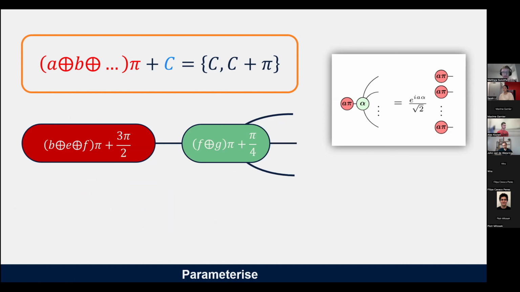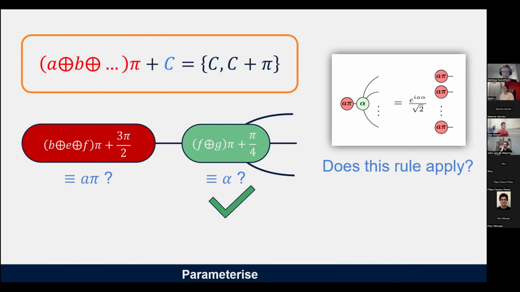So if we're considering something that matches the structure of this rule, we can just ask ourselves, does this rule apply? So this green part, the Z spider, does this map to alpha? Alpha is just some arbitrary phase, so that's always going to be true. And we care more about this X spider. So we're saying, does this equal A pi for this rule to be relevant? And we only have to consider the constant part. So if the constant part is anything but 0 or pi, then we know it doesn't apply. But if the constant part is 0 or pi, then we know the rule does apply.